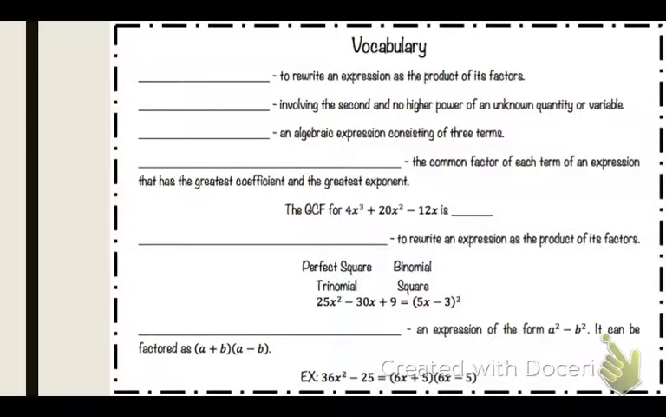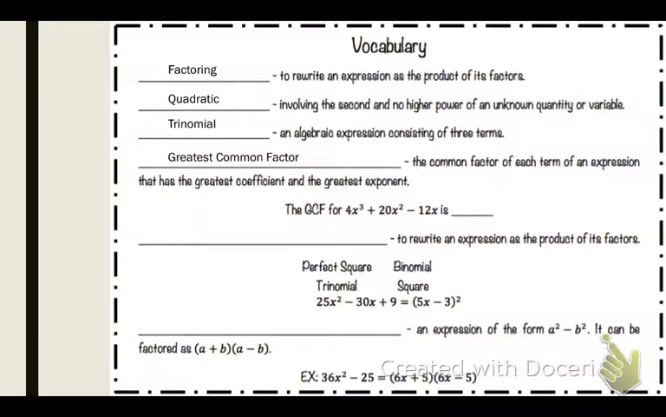To rewrite an expression as the product of its factors is factoring. That's exactly the definition of factoring. Next, an expression involving the second and no higher power of an unknown quantity or variable is a quadratic. An algebraic expression consisting of three terms is a trinomial. Tri means three.